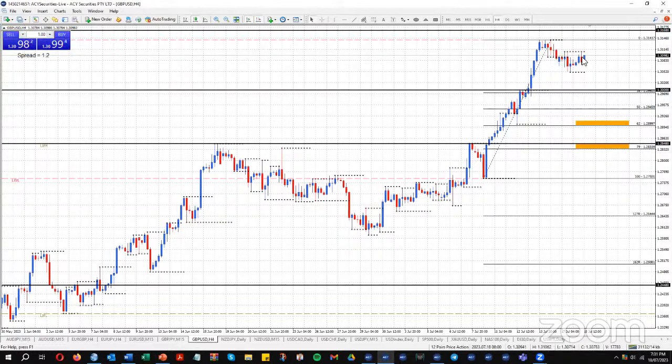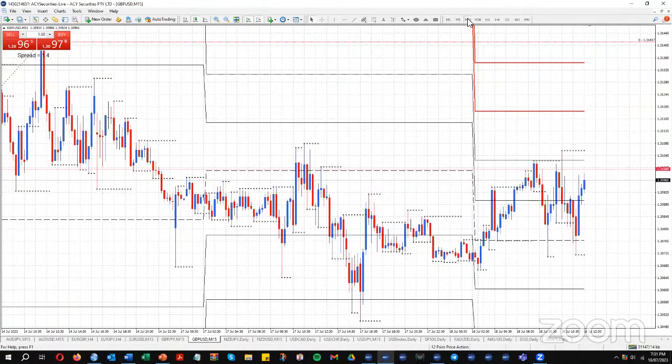If you're prepared to engage up here, good on you. But I'm prepared to miss out and wait for a pullback. All right. A pullback will definitely come. It's better to be a buyer on a pullback than get caught at the top of the move.